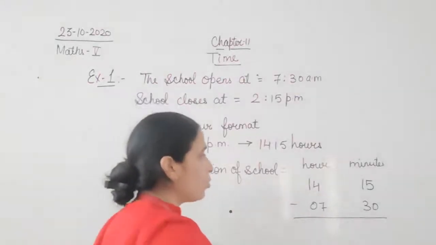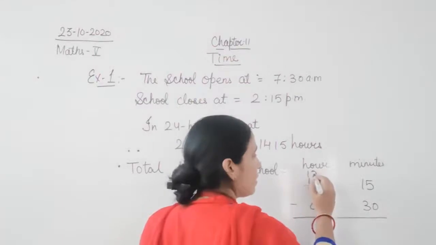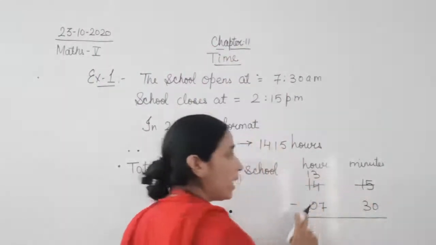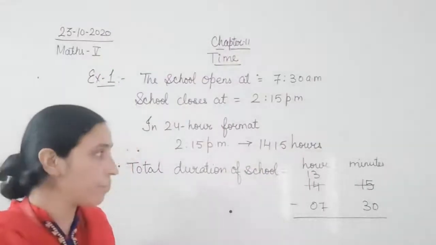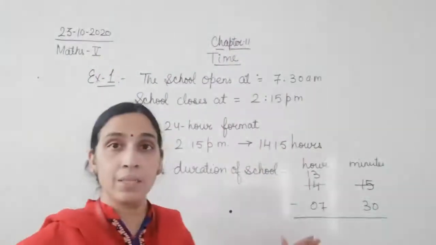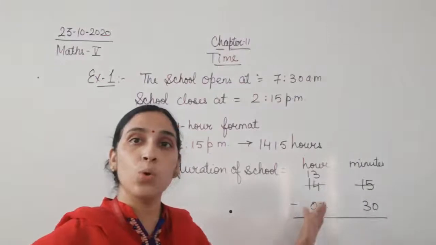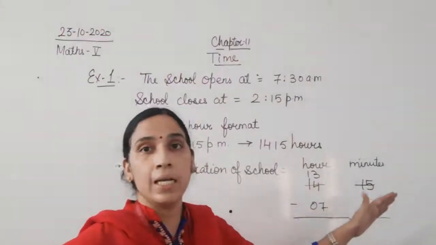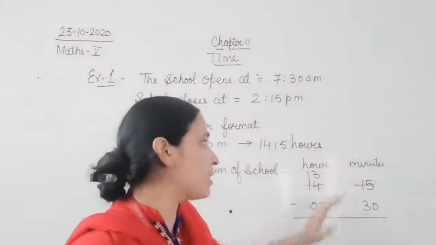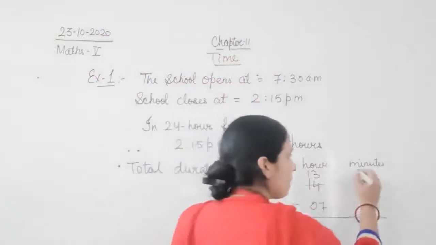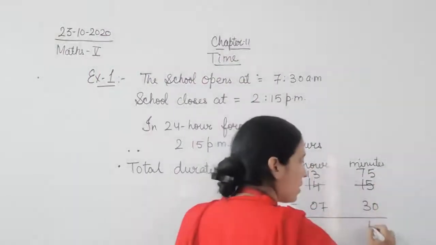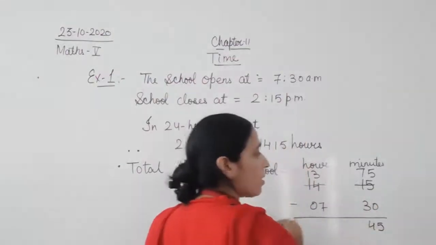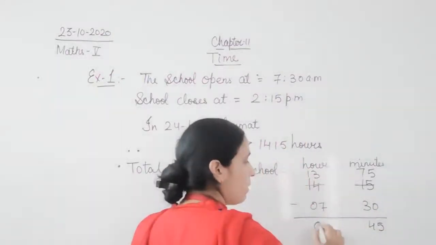So now what we will do, this 14 will become 13, and 1 hour will give 60 minutes. When it goes into minutes, 60 will be added to this 15 and that will become 75. 75 minus 30 will become 45, and here you will be left with 6.